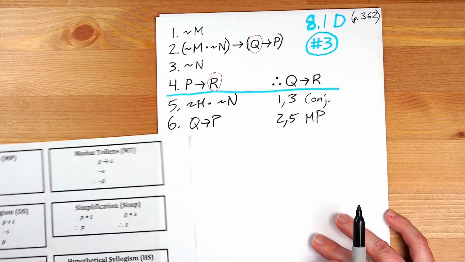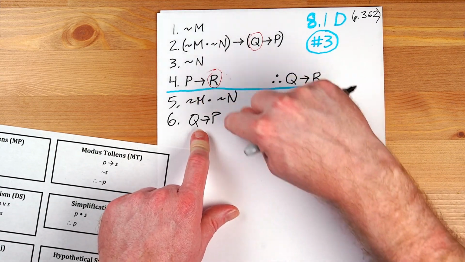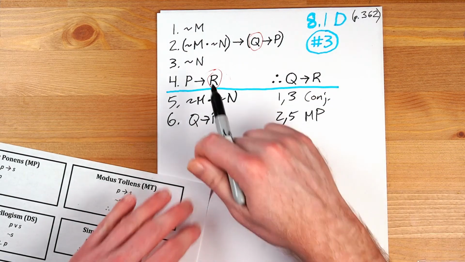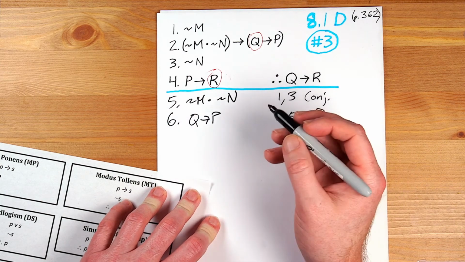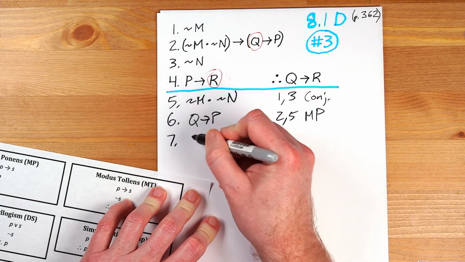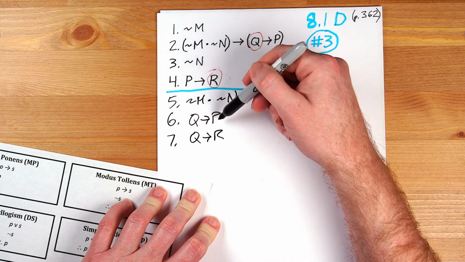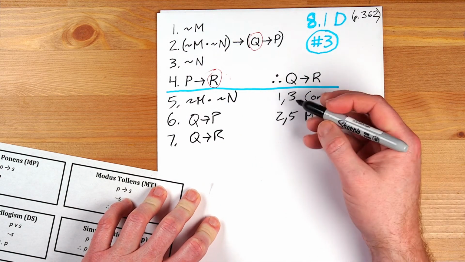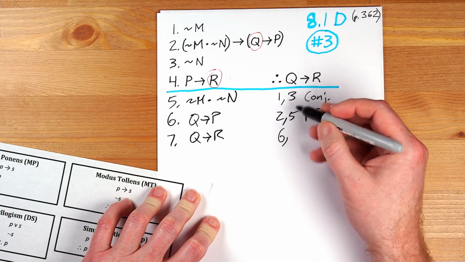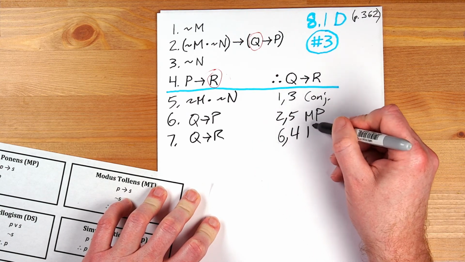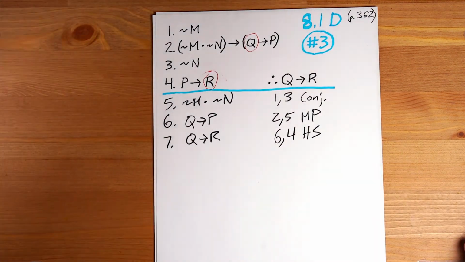Well, that's what we have here. We have a P at the beginning and a P at the end. So we could put those together and get if Q then R. So if Q then R, we kind of take out that middleman P. So that's going to be from 6 and 4, hypothetical syllogism. Awesome. That is that one.